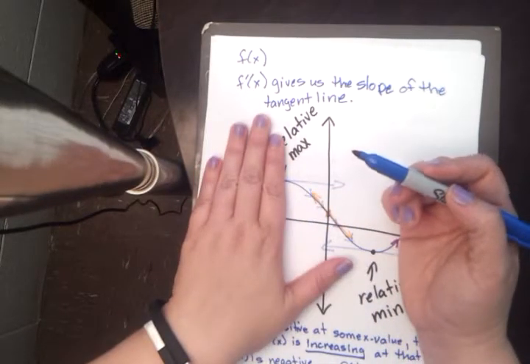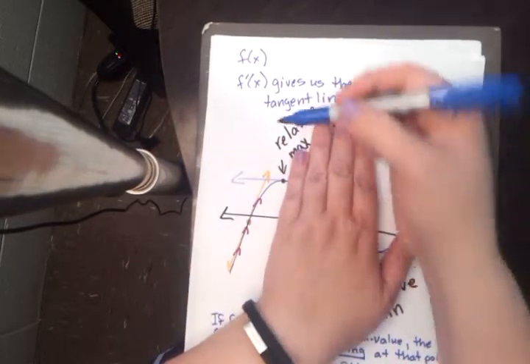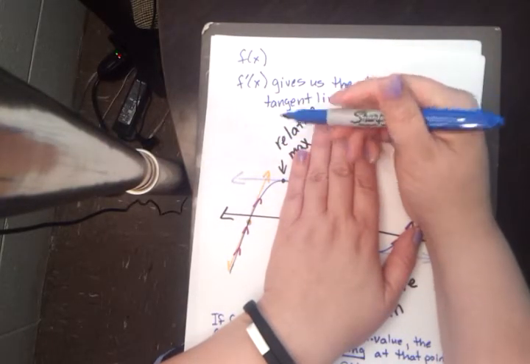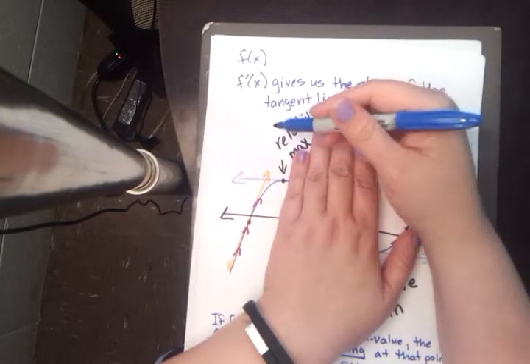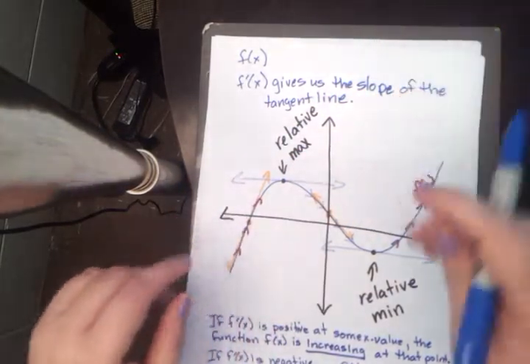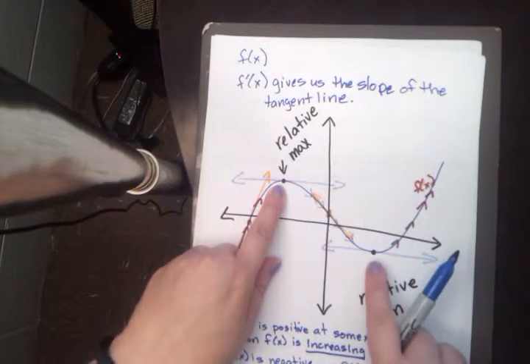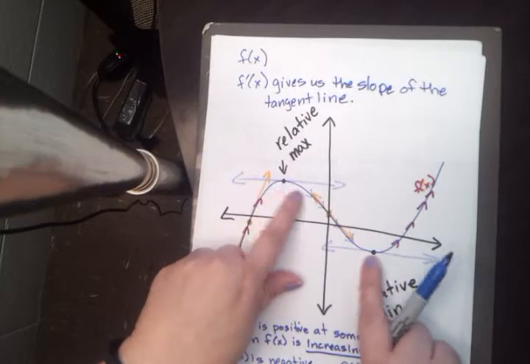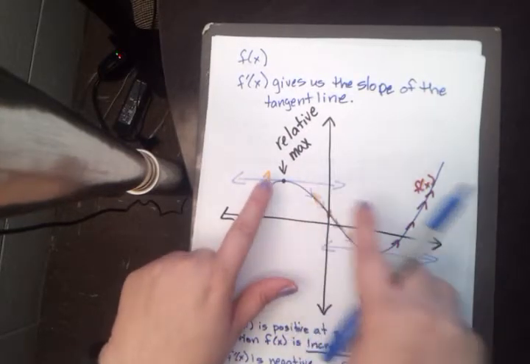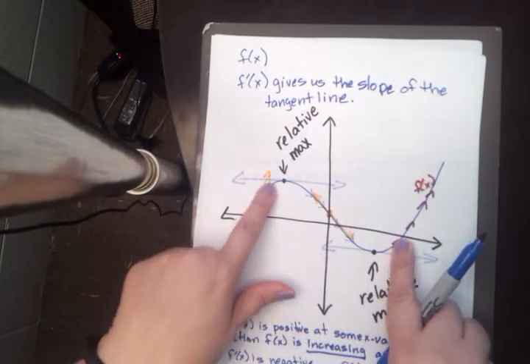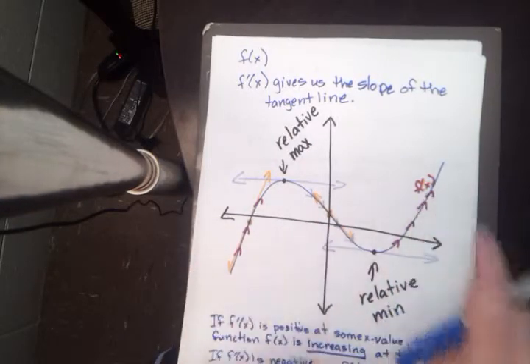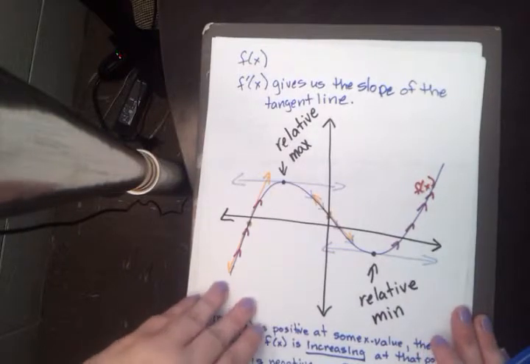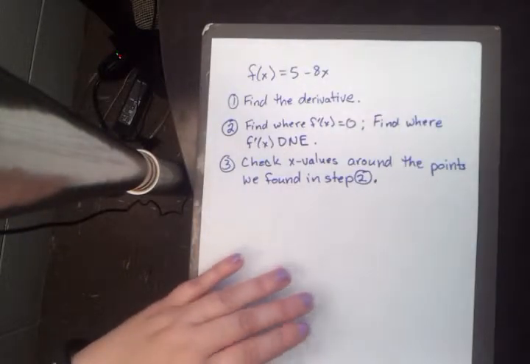If I plugged in numbers on this side of it, then I should get a tangent line that's negative, right? Because it's sloping downward. So when we set it equal to 0, what we're trying to do is find the points where that tangent line is completely horizontal and then check around it to see what's happening. Is it going up? Is it coming down? We're going to try and figure that out, and that's going to tell us where things are increasing and decreasing, okay? So let's do step 1.